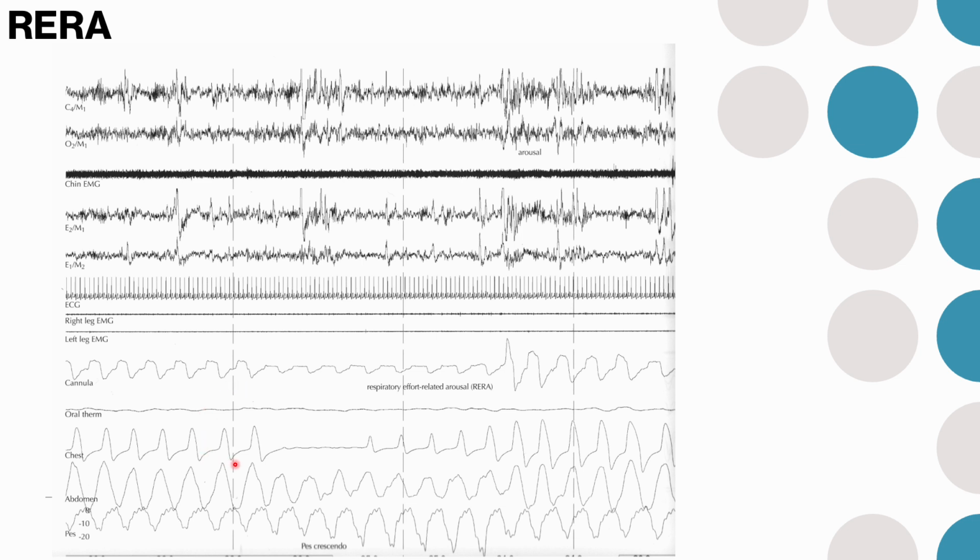I'm sorry, that's something else. These two are the belts. And then you've got the thermistor and the cannula, so this is nasal pressure. But something happens right here. Maybe something clicks in their throat, and their effort just isn't really there anymore until they start to breathe more and more until they wake up with an arousal.